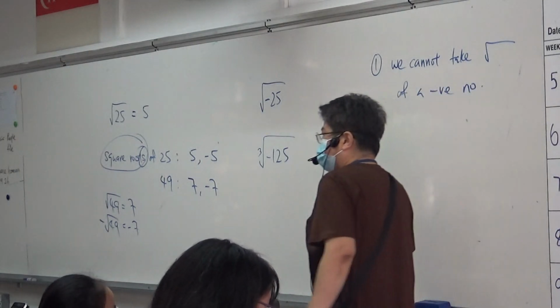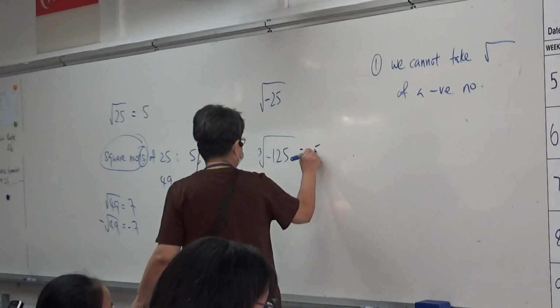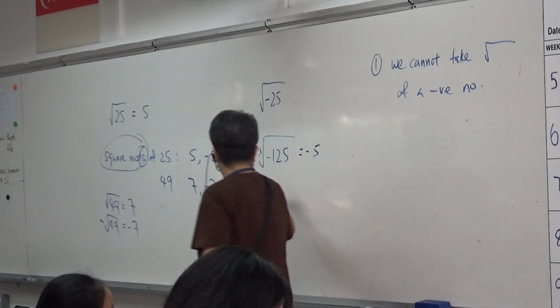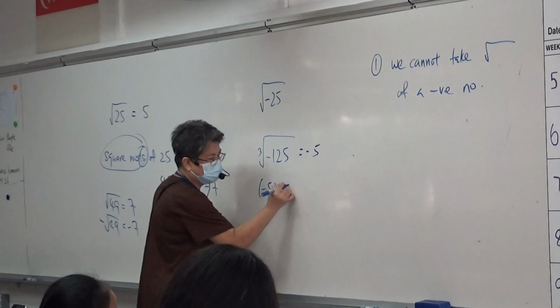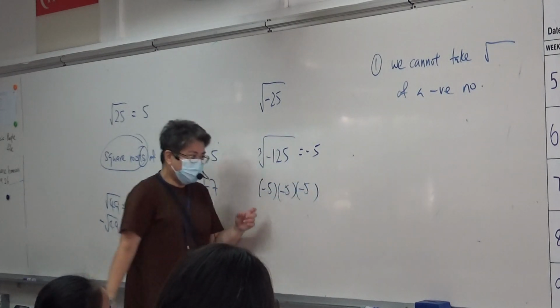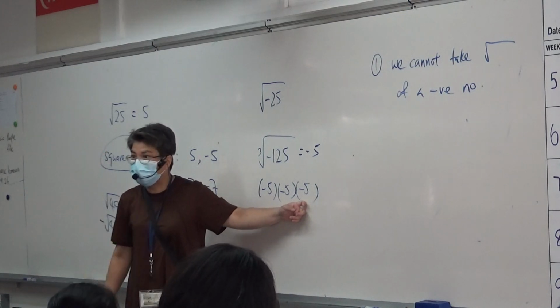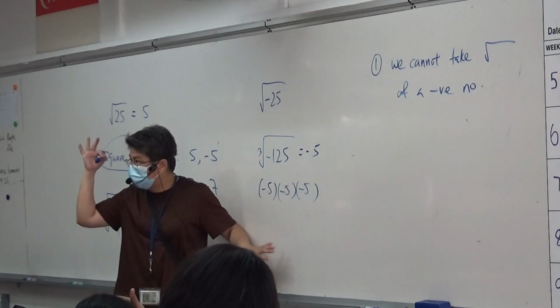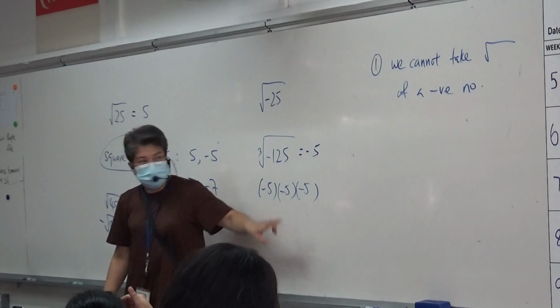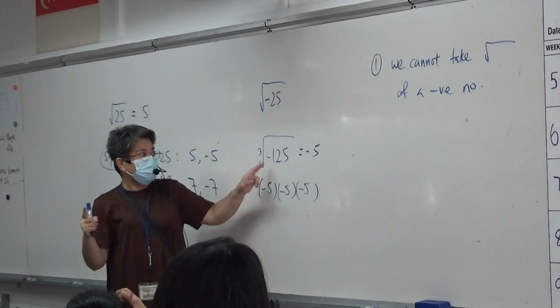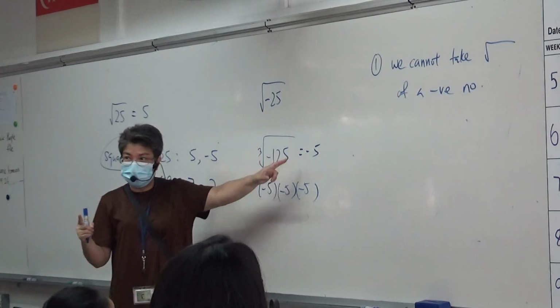Is there an answer? The answer is negative 5, right? Why is it that we can take the cube root of a negative number? Because do you agree negative 5 times negative 5 times negative 5 means negative 125? I just take out one number. Cube root is 3 taken at one time, right? That's why it exists, and there's only one cube root. Cube root of negative 125 is negative 5.